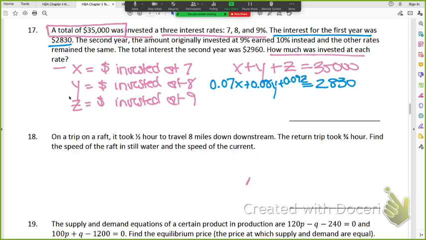Okay, second year, what changes? The Z becomes 0.1, and the answer is what? 2960. Okay. I have 3 equations and 3 variables. How do I solve those?